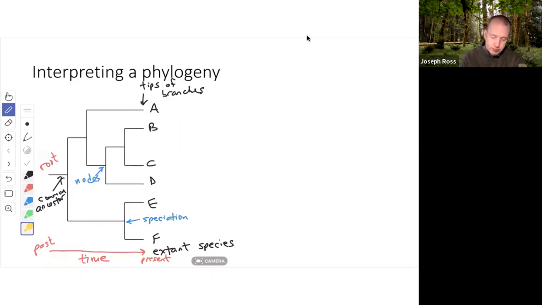One pattern is sister species or sister taxa, because taxa can refer to more than species. It could refer to genuses or genera. If this was a genus tree, it could refer to populations. Individual taxa could be individual populations. So it's a more generic word than species for the purposes of phylogenetics. So those are sister taxa.